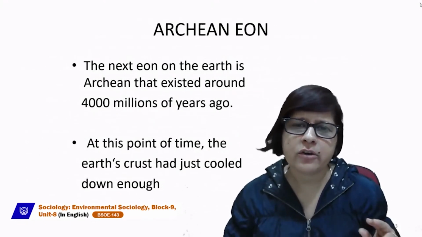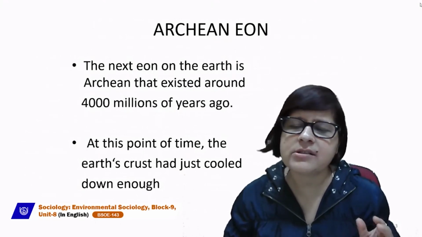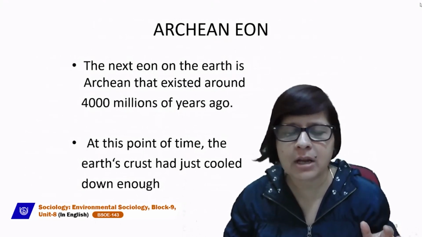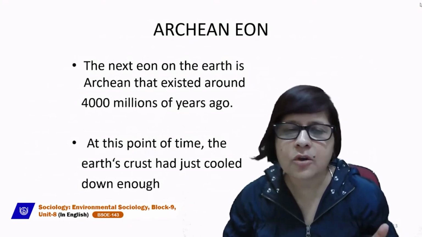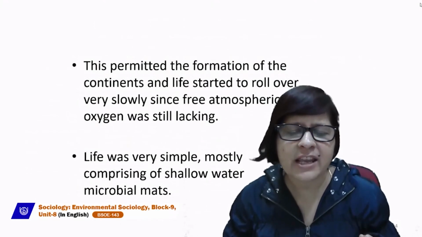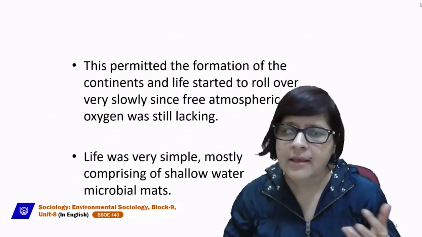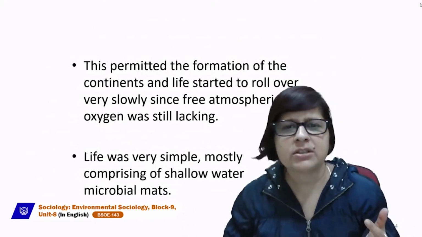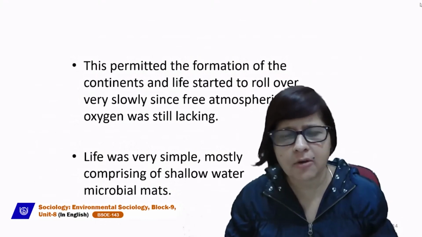After the formation of the Earth, Archeon is the second eon on the Earth, and it existed around 4,000 million years ago. During this eon, the Earth cooled down enough, and a few microbes like bacteria and single cell organisms started existing on the Earth. But during Archeon, there is a lack of atmospheric oxygen.